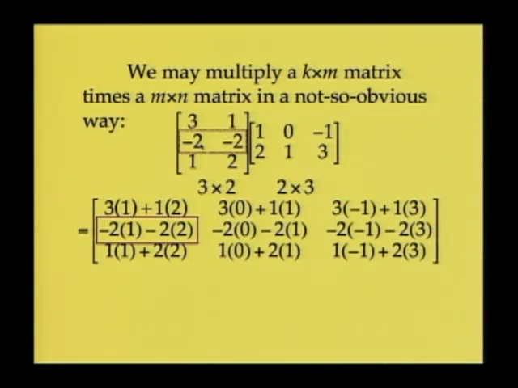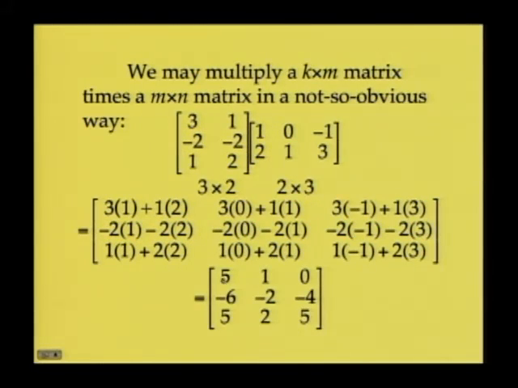So second row of the first matrix and first column of the second matrix. And I just pull that little stunt. Negative 2 times 1 plus a negative 2 times 2. That gives me that entry. Okay? And you just do all that, do the arithmetic, and it gives you that answer.